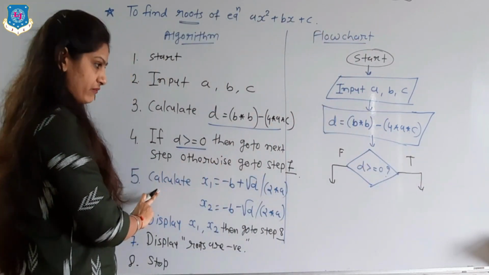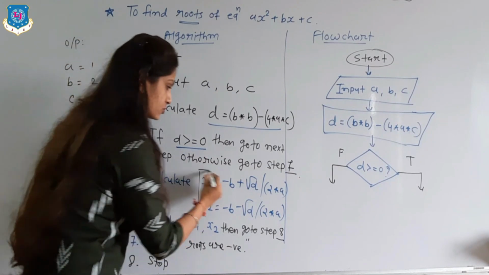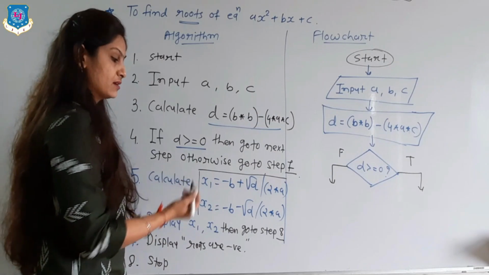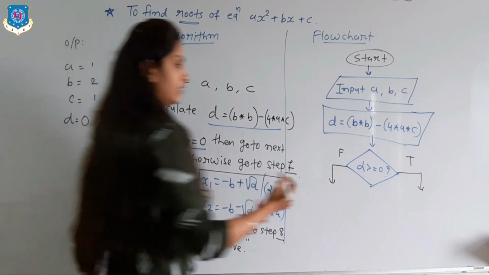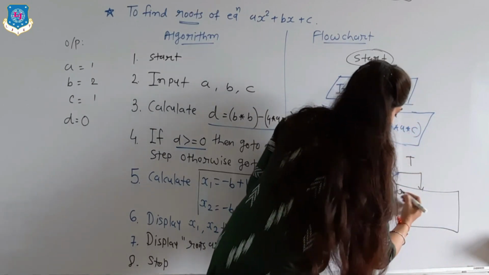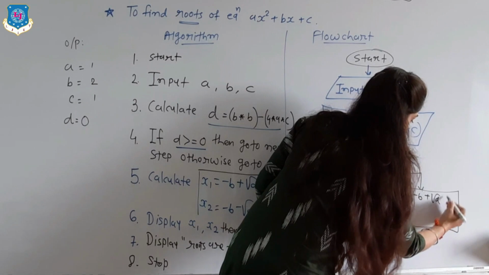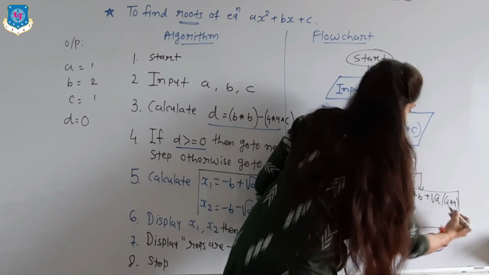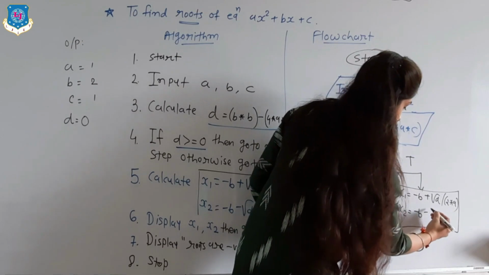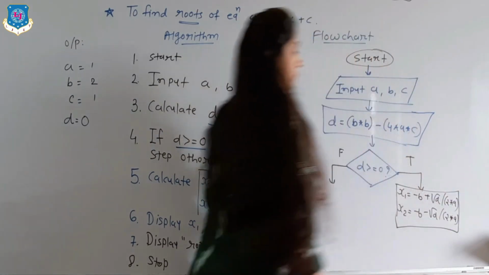The true part, that is the 5th step, find x1 and x2. Again these two are nothing but what? Calculation, process. In which symbol do we have to write? In a rectangle. So here x1 equals minus b plus under root d by 2 into a. Similarly x2 equals minus b minus under root d by 2 into a.